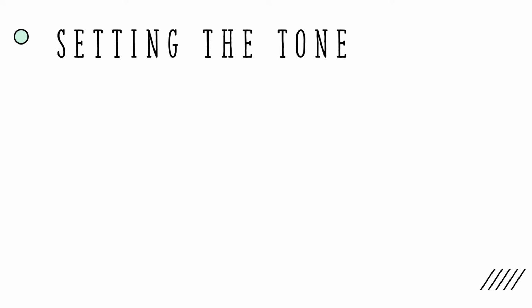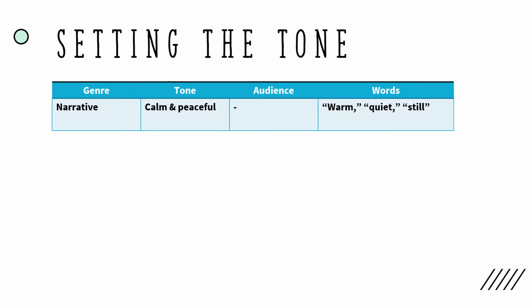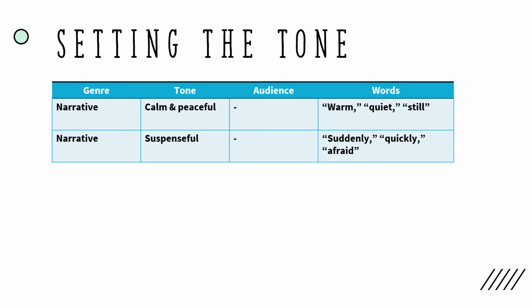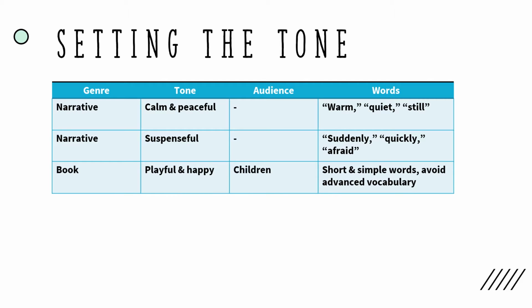Words can also help set your overall tone for writing. For example, a narrative with a calm and peaceful tone might use words like warm, quiet, and still, while a narrative with a suspenseful tone might use words like suddenly, quickly, and afraid. A children's book would use a playful and happy tone and very short and simple words, avoiding advanced vocabulary.